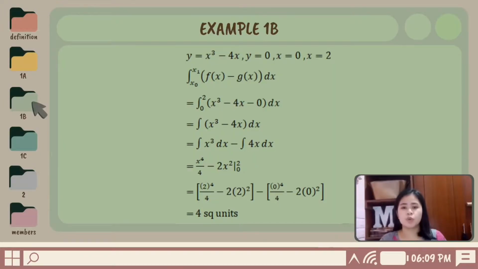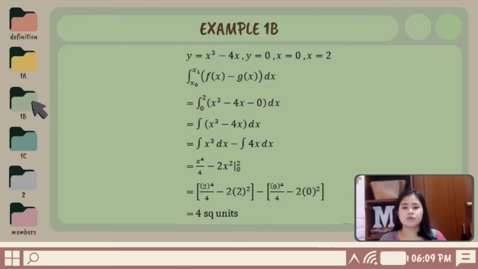In example number 2, we have to find the area between the curves of y = x³ minus 4x and y = 0 on interval 0, 2. First, we have to identify the given values such as function f(x) = x³ minus 4x, function g(x) = 0, and an interval of 0, 2. For this example, we're going to use the formula integral of f(x) minus g(x) between a and b dx. Then you have to substitute the given values in the formula, which will result to the integral of x³ minus 4x minus 0 between 0 and 2 dx.